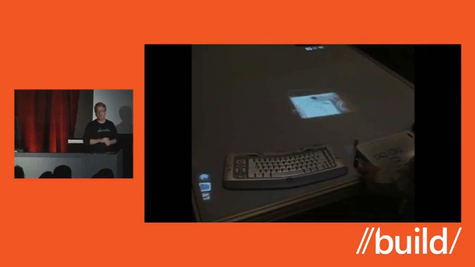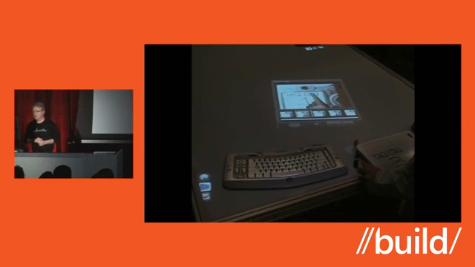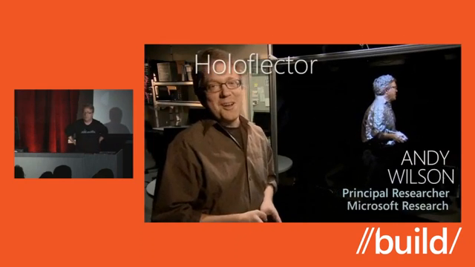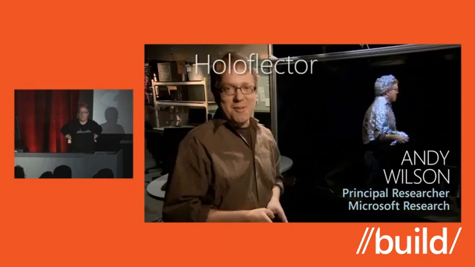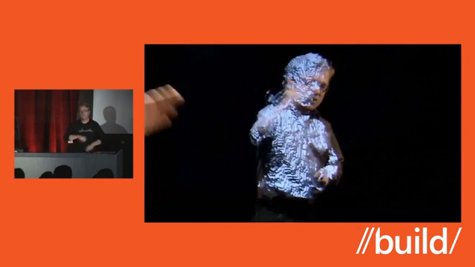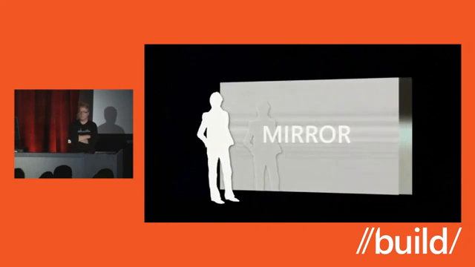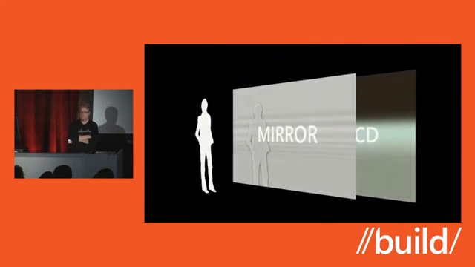So the thing to look out for here in this next one is the combination of devices. I'm Andy Wilson, and I'd like to show you a research project we're calling HoloFlector. HoloFlector is an augmented reality mirror. What we're seeing here is a very large translucent mirror, and about 3 feet behind that is an LCD panel that's also very large.